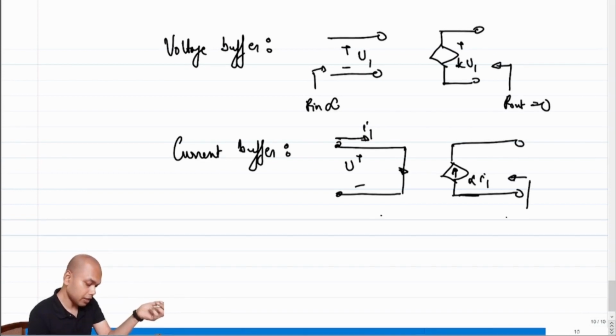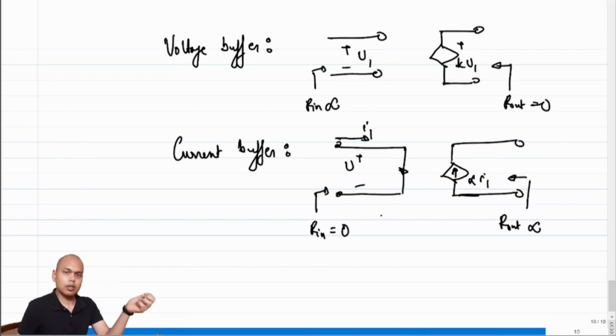Its output impedance has to be infinity and its input impedance has to be 0. This is an ideal current buffer. And why do we call it a buffer?